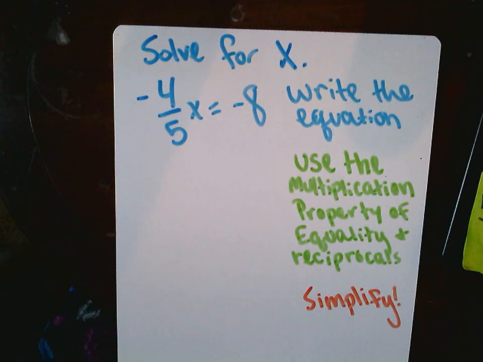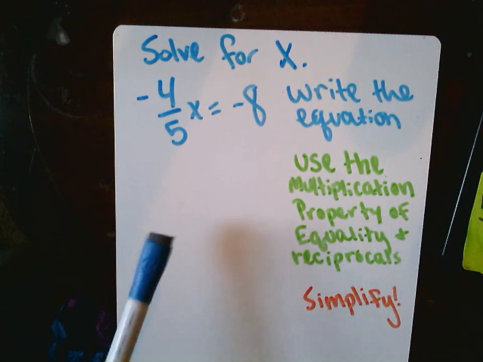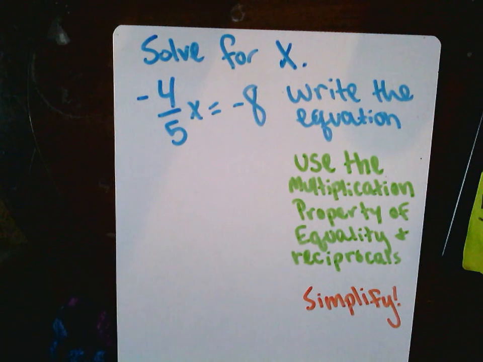Here we are going to solve for x. We have negative 4 over 5 x is equal to negative 8. So we're going to use the multiplication property of equality that says where you multiply one side, you can multiply the other and get an equivalent equation. And we're also going to use the idea of reciprocals to solve this.